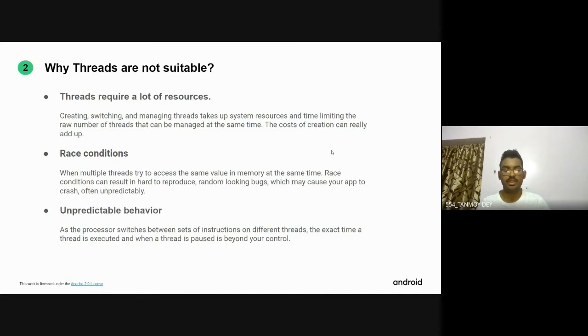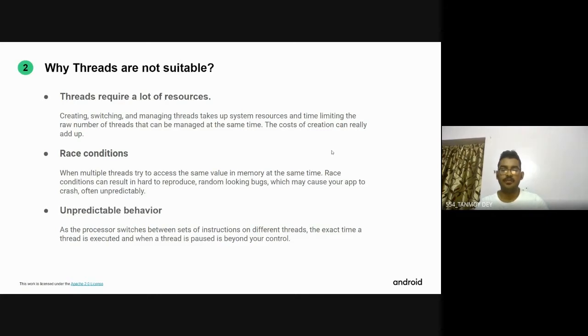Race conditions. In a race condition, two threads try to access the same value in memory at the same time. Of course, it will produce a bug, right, if two threads are trying to access the same thing. However, the bug produced would be very hard to reproduce if you try to debug it. This is why race conditions aren't preferable, and threads aren't suitable because of the race conditions they can cause.